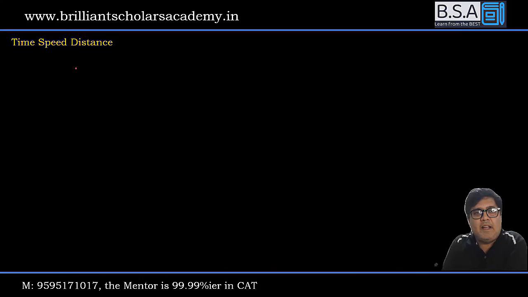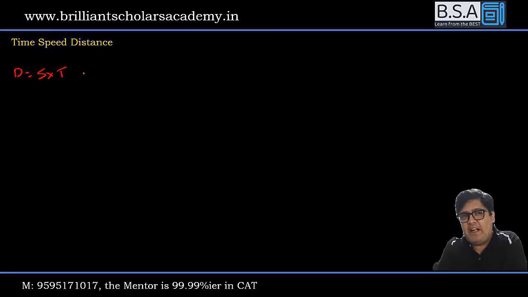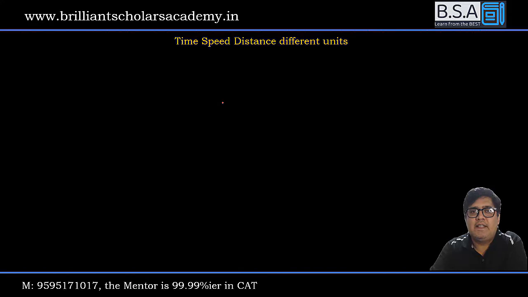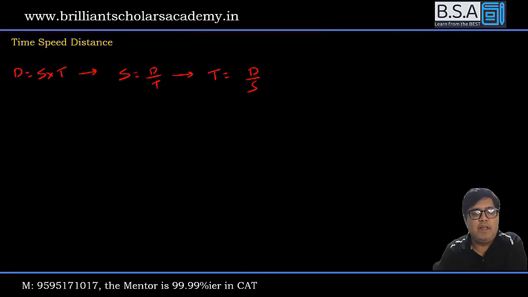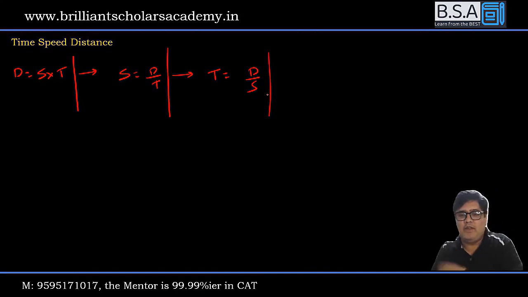It is written in a simple way as distance is equal to speed into time. I can rearrange this. I can write speed is equal to distance upon time. I can further rewrite this as time required is equal to distance upon speed. So these three formulas we use in an interchanging manner based upon what information is given, what is asked, what information is available in the question.